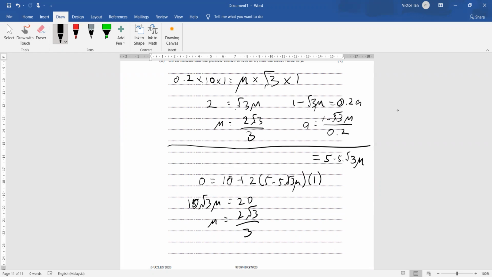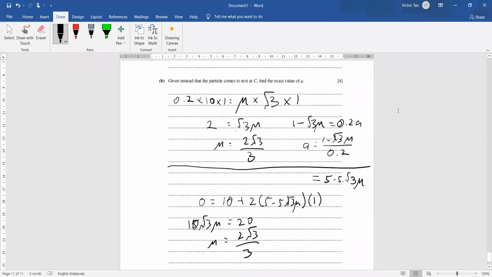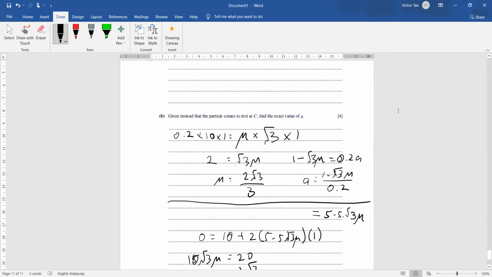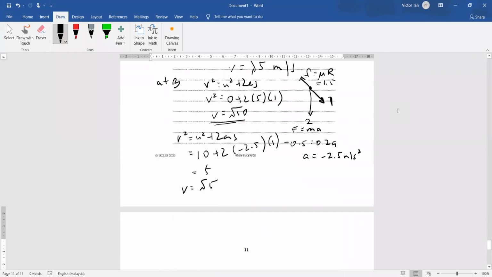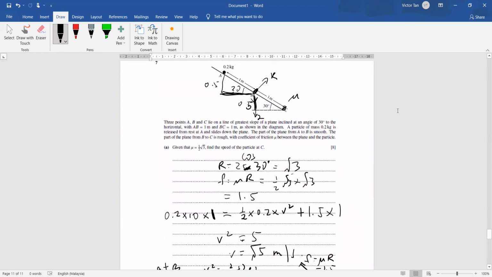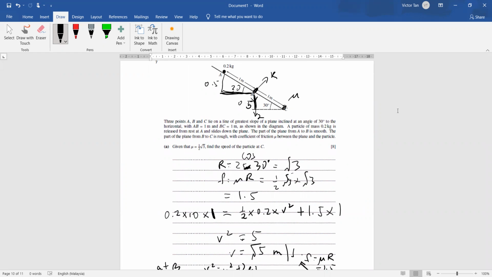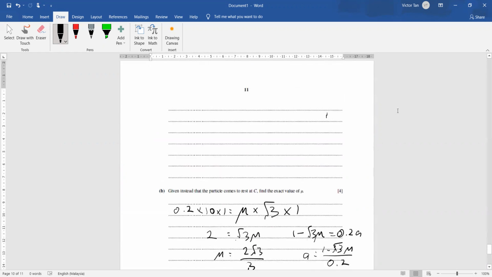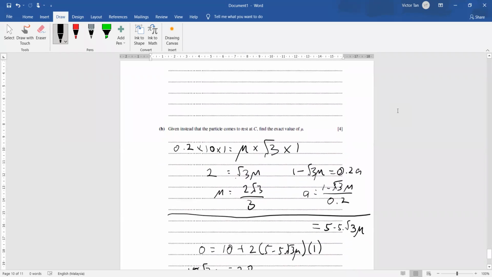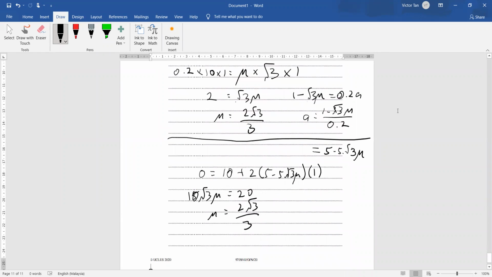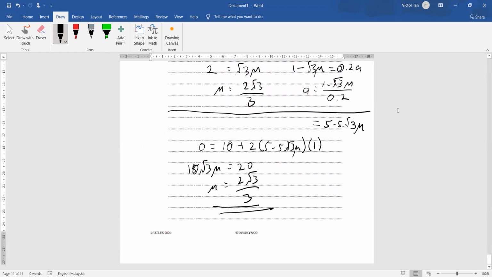So this will give you a value that is larger than 1. So there's a problem with this question. If the problem is there, then this will be a free mark because mu cannot be larger than 1. Okay, that's it. So sometimes papers have mistakes.